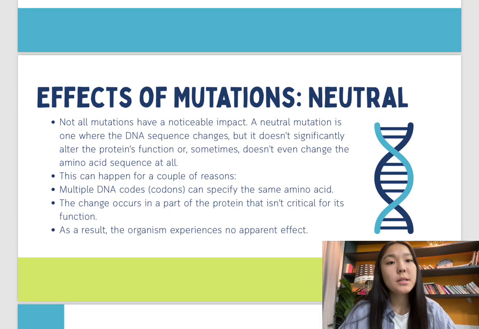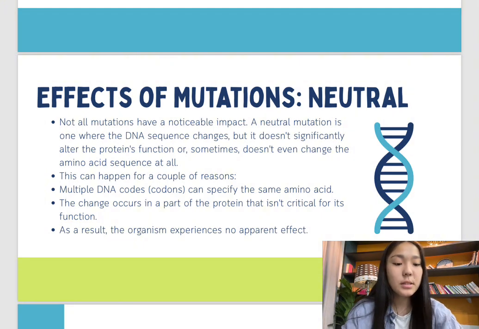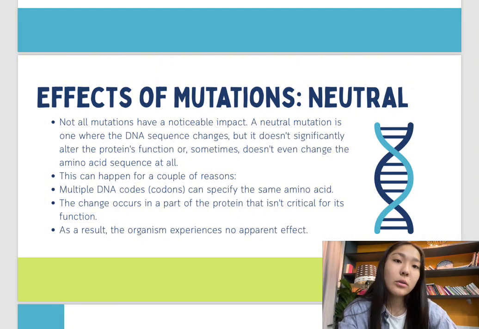We also have some neutral mutations, meaning they do not have a noticeable effect. Sometimes a mutation doesn't change the amino acid sequence, or it happens in a part of the protein that is not very important, and because of this, these mutations are called neutral.